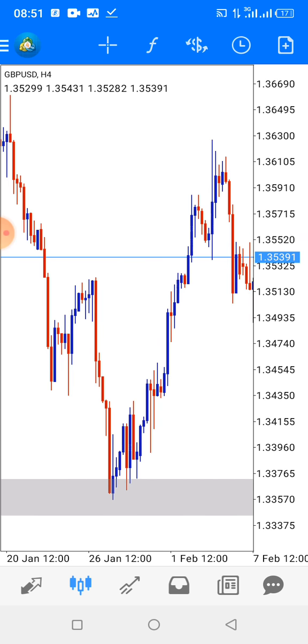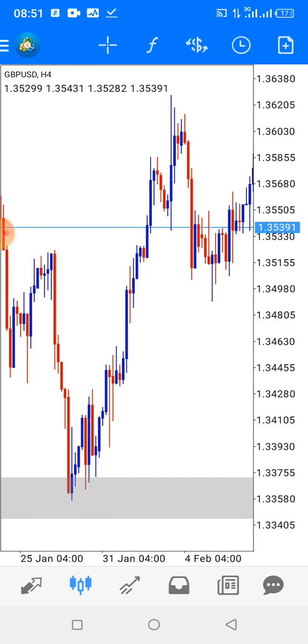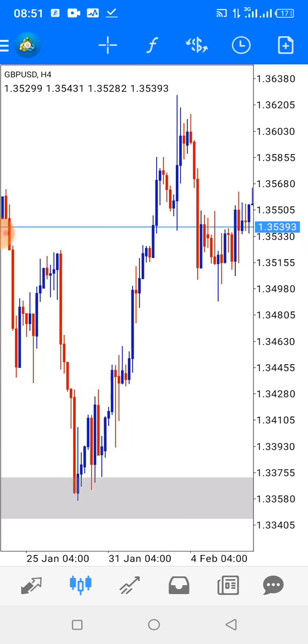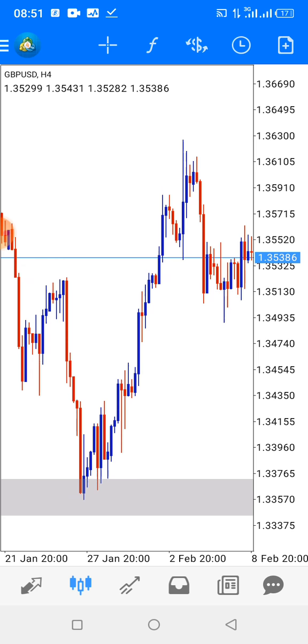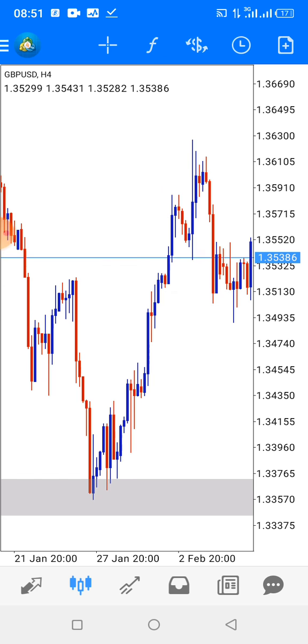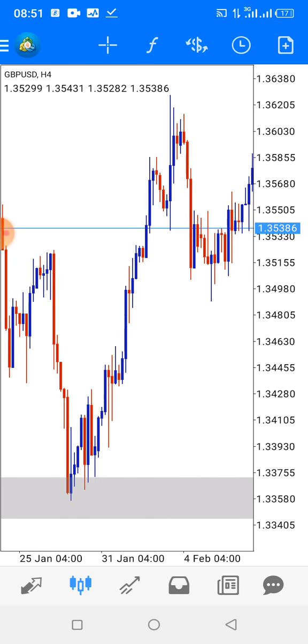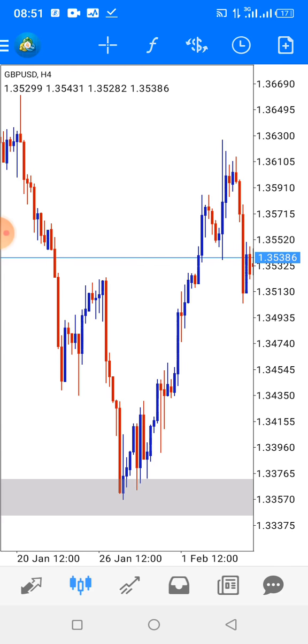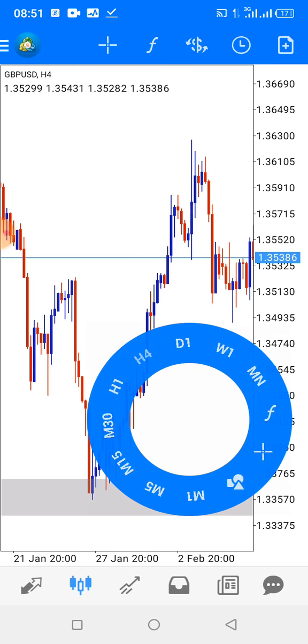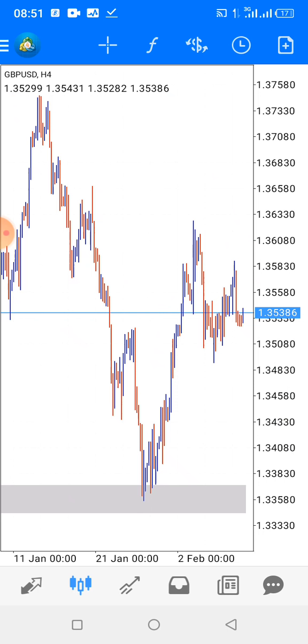So for the break and retest strategy, we make use of key levels. You might ask, what are key levels? Key levels are like a previous level of resistance that is now broken and retested as support. So in this video now, I'm going to draw one key level for you. And also we make use of market structure.